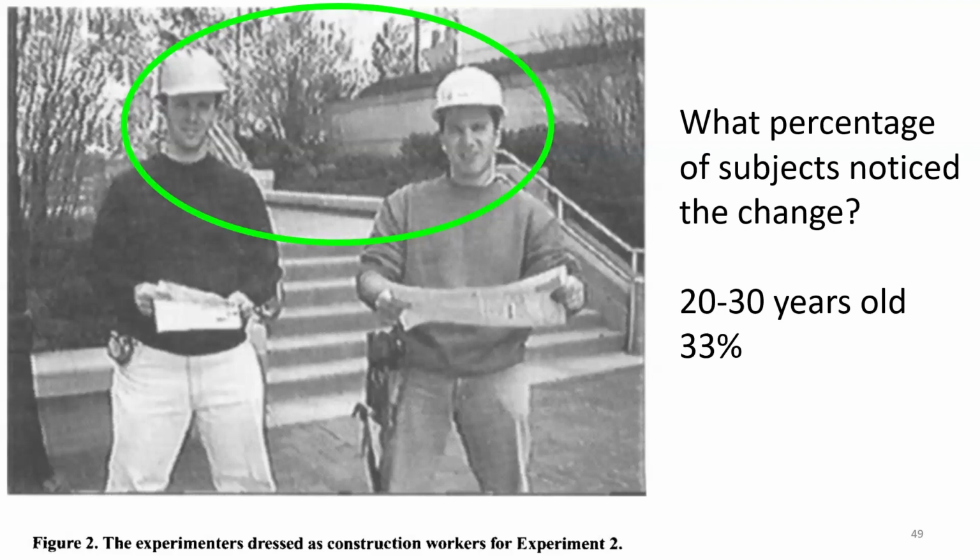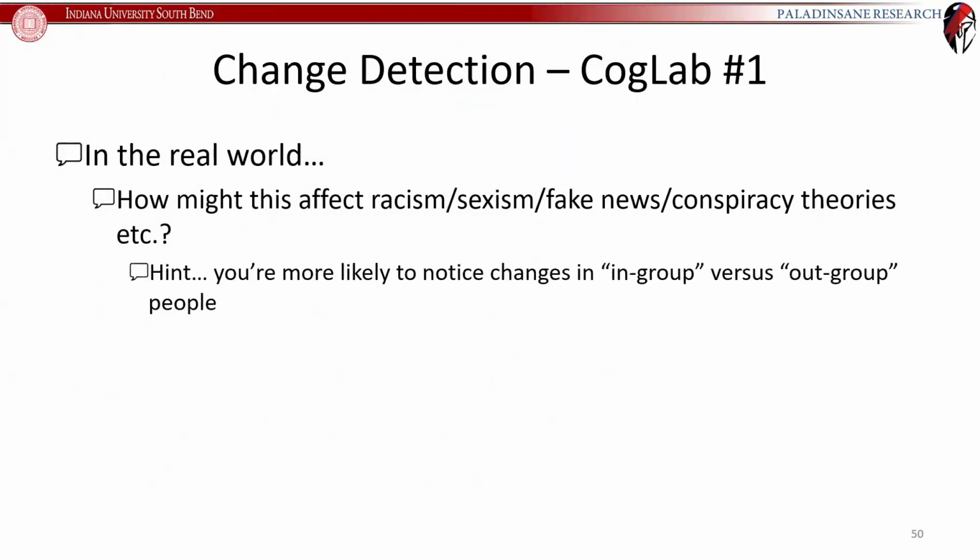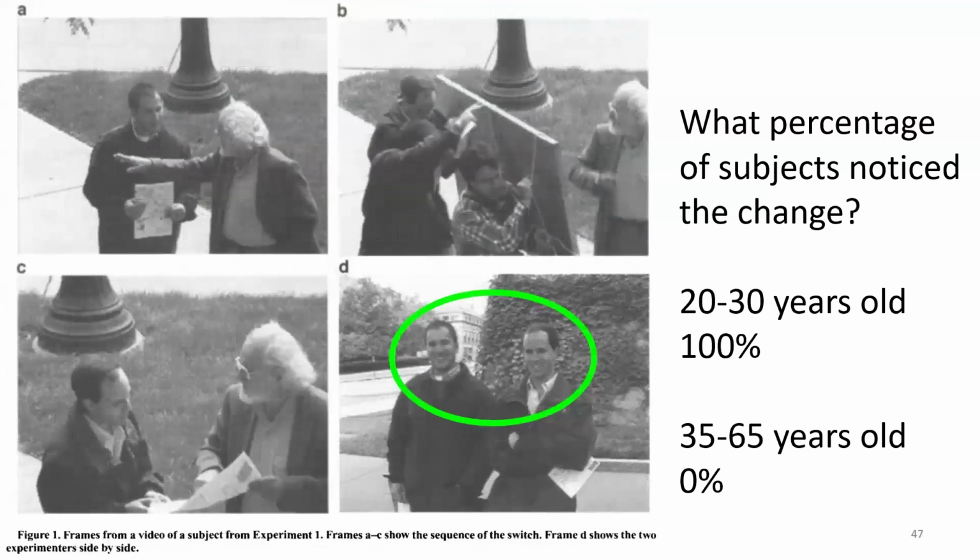So how might this affect racism, sexism? The hint here is that you are more likely to notice changes for people that are in-group versus out-group. If you have a part of your identity that puts you inside of a group, you are more likely to notice changes in that group versus changes outside of that group. So students and young individuals will notice changes in other students or young individuals, because they are part of that in-group.